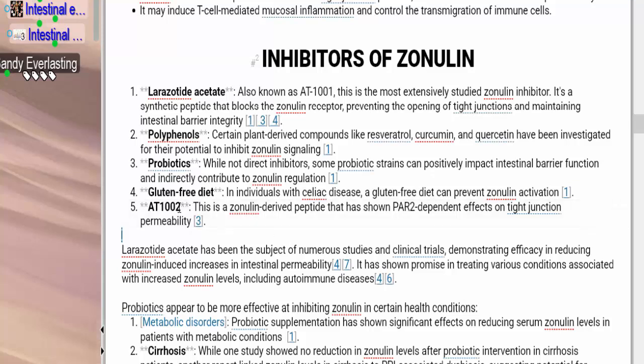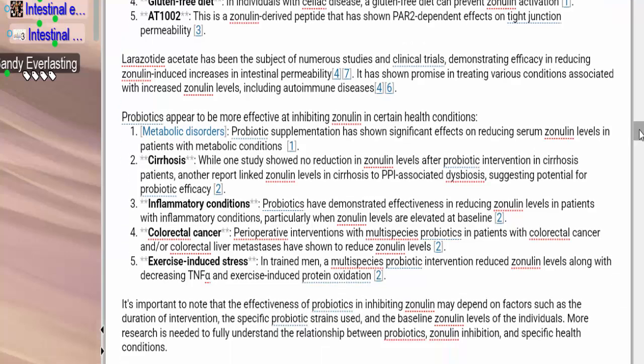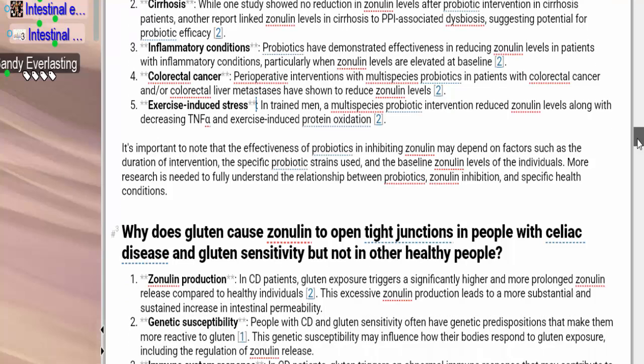And then there's this AT1002. That's a zonulin-derived peptide. I don't know how you get a hold of that. But probiotics appear to be more effective at inhibiting zonulin in certain health conditions. For example, people that have metabolic disorders, people with cirrhosis, folks with inflammatory conditions, if they have colorectal cancer, or exercise-induced stress. That's where probiotics are going to be a real good go-to. Let's see if there's anything else we need to get into now.